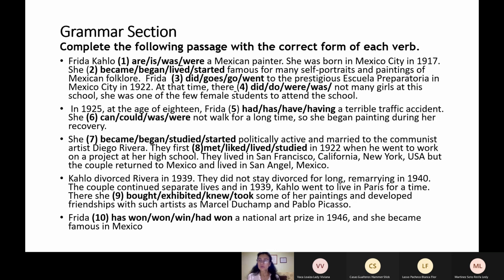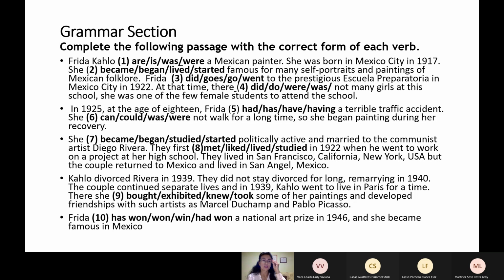At that time, who wants to continue? Do you want to continue? At that time, es decir, en esa época, there did, do, were, or was no many girls at this school? Le recuerdo que tiene el there. There were no many girls. Very good. No hubo muchas chicas en el colegio. She was one of the few female students to attend the school.